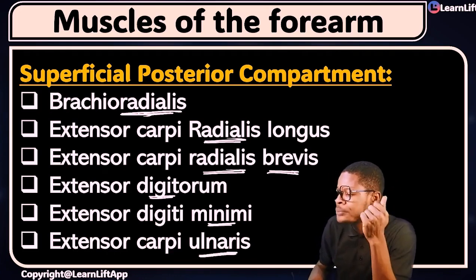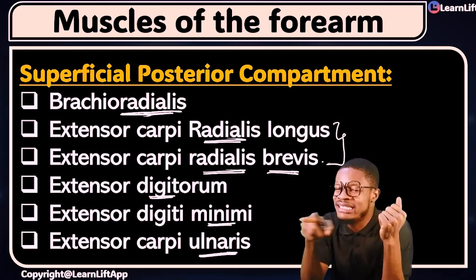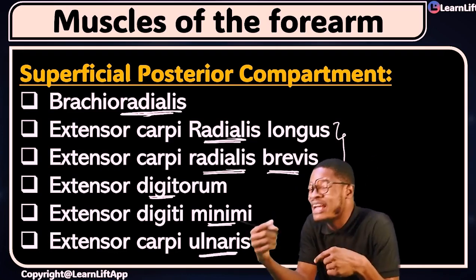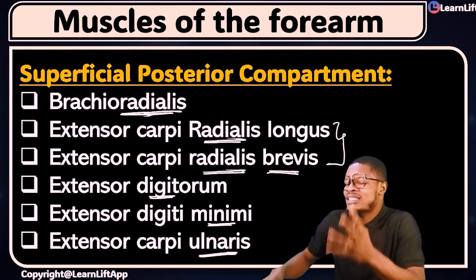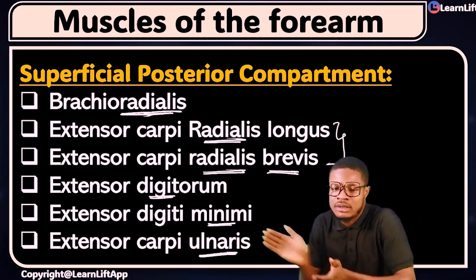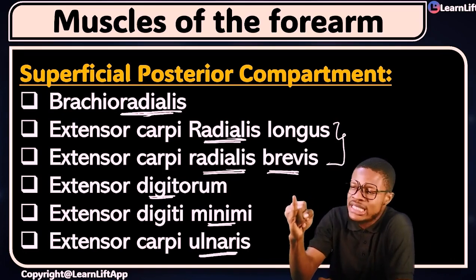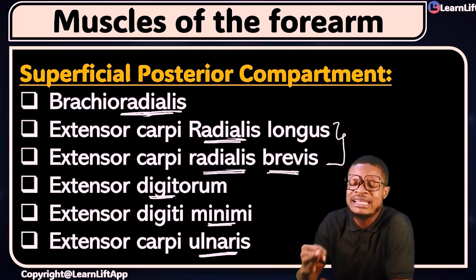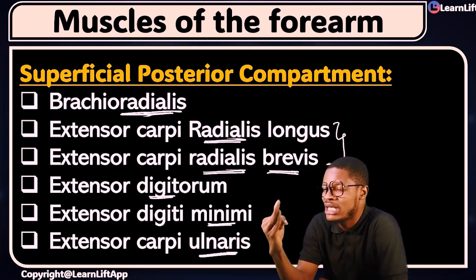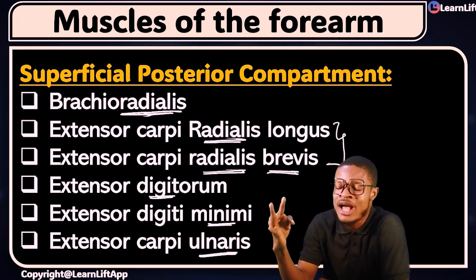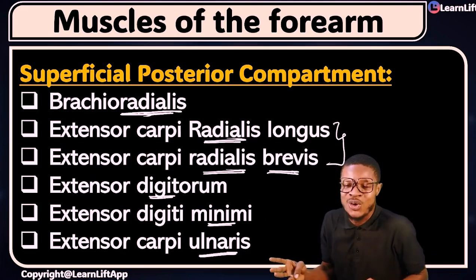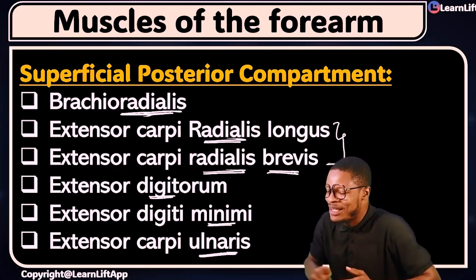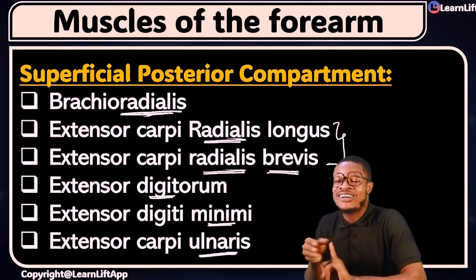Extensor carpi ulnaris. Now, your 2 and 3 are radialis, but one is extensor carpi radialis longus and the other is extensor carpi radialis brevis. And the first is the brachioradialis. Call all of them for me. Brachioradialis. Extensor carpi radialis longus. Extensor carpi radialis brevis. Extensor digitorum. Extensor digiti minimi. Extensor carpi ulnaris.